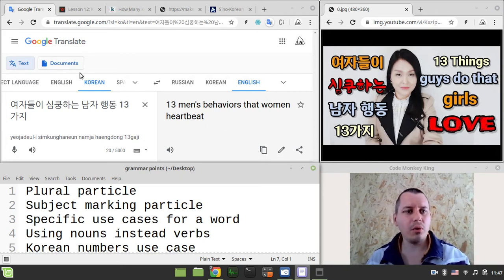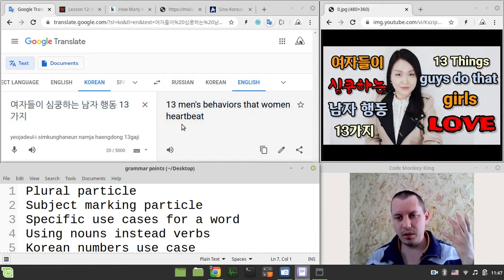So I decided to start with just typing in these words and seeing what Google Translate would tell us in this regard. The literal translation by Google Translate is 13 man's behavior, the women heartbeat. And it sounds really weird because we don't say it like this in English.